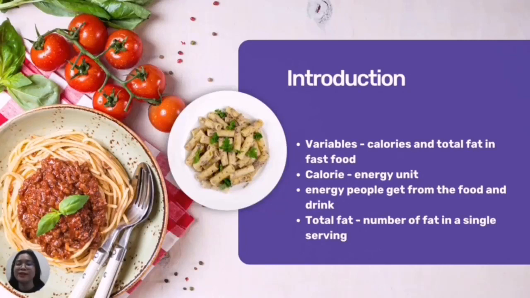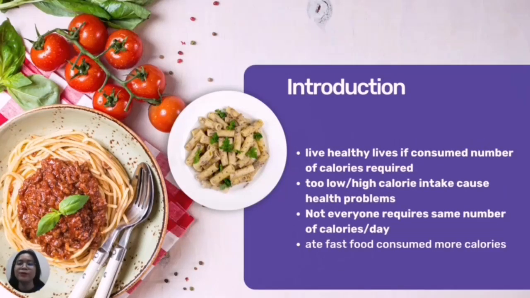The variables of this case study are calories and total fat in fast food. A calorie is a type of energy unit. Calories are the energy people get from the food and drink they consume, as well as the energy they use in physical activities, whereas total fat is the number that indicates how much fat is in a single serving of food. People would probably live a healthy life if they only consume the number of calories required each day. Calorie intake that is either too low or too high will eventually cause health problems.